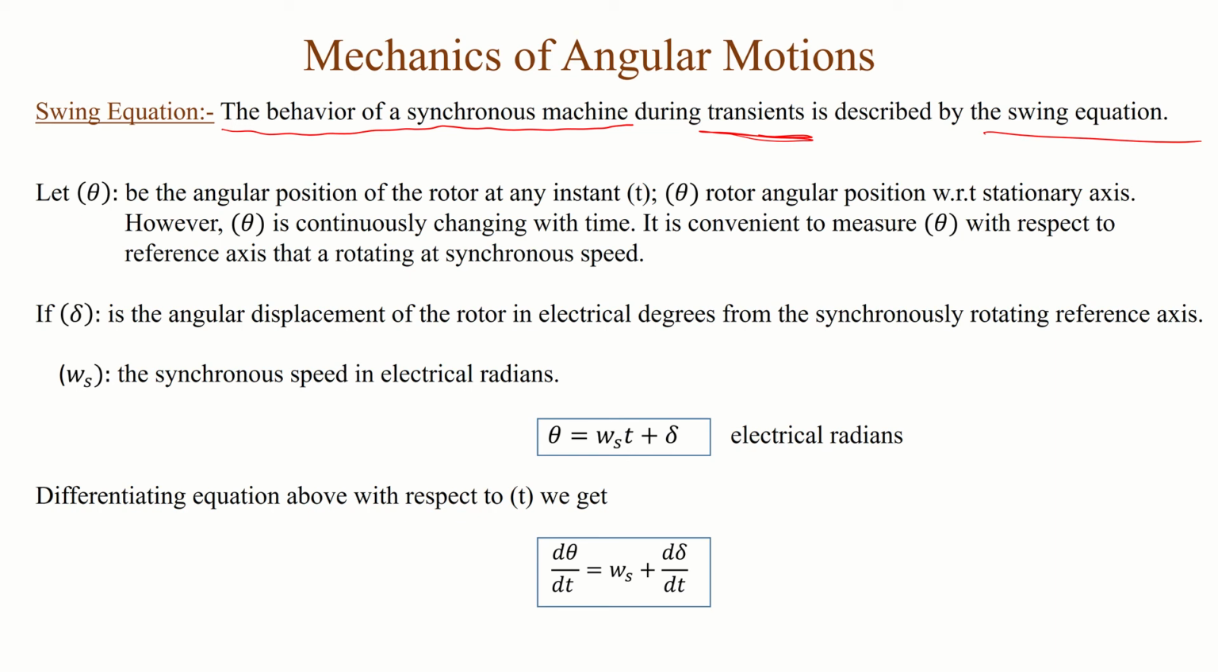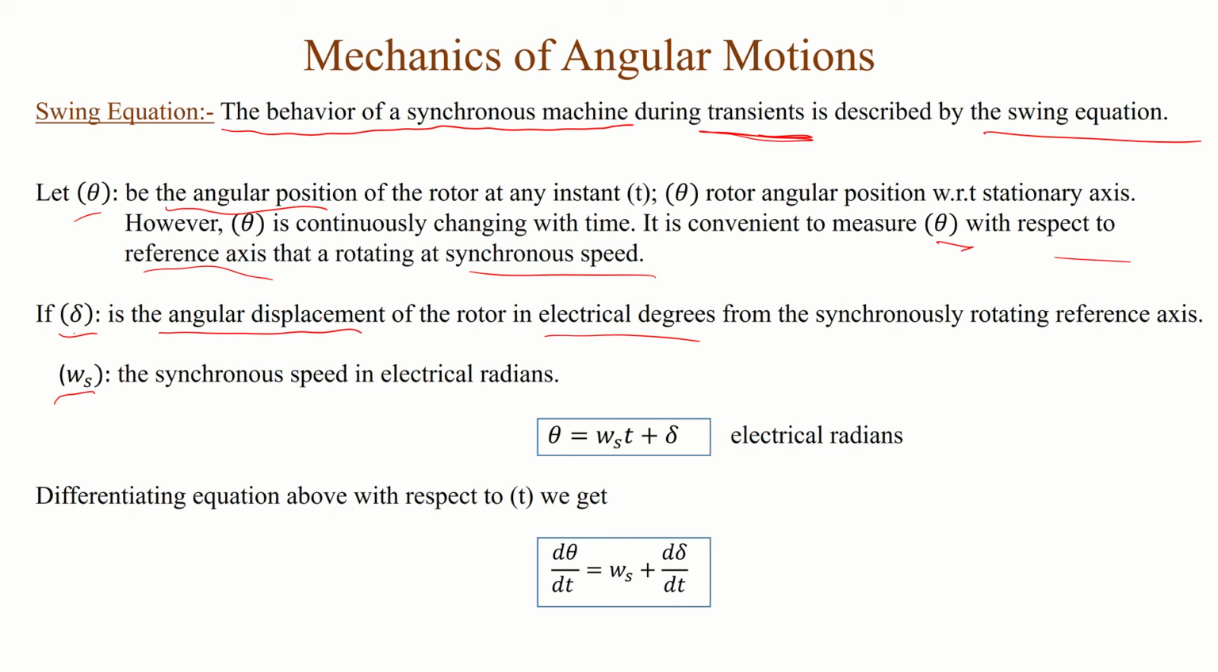So let theta be, what does it mean? Theta is the angular position. So the angular position, that means the theta of the rotor at any time, which is going to be changing with the time. It's convenient to measure theta with respect to a reference axis that is rotating at synchronous speed عندما يدور بالسرعة التزامنية. So the delta is the angular displacement الإزاحة الزاوية of the rotor in electrical degrees شنو الدرجة الكهربائية from the synchronously rotating reference axis, while WS is the synchronous speed.